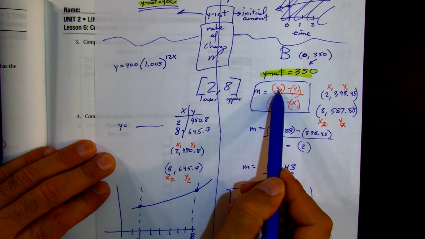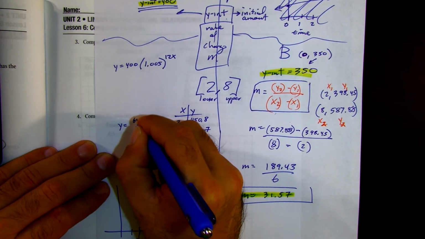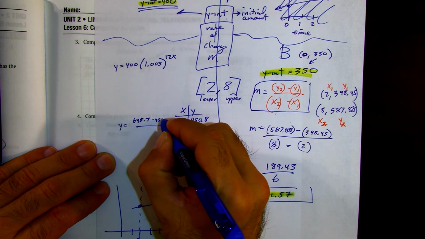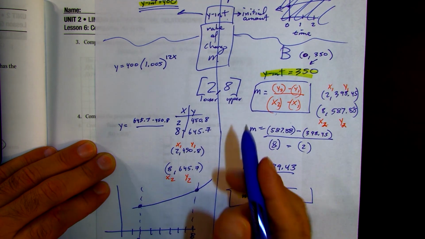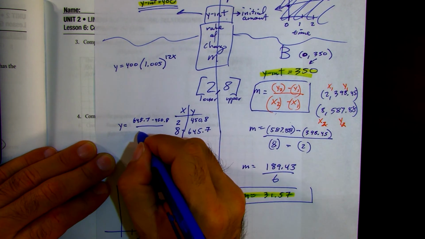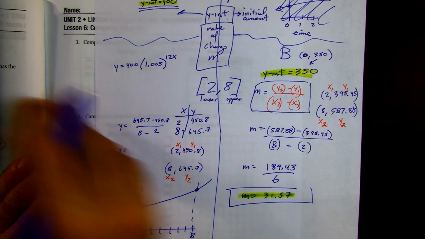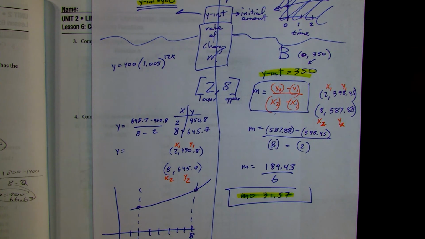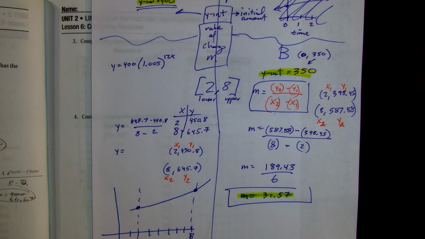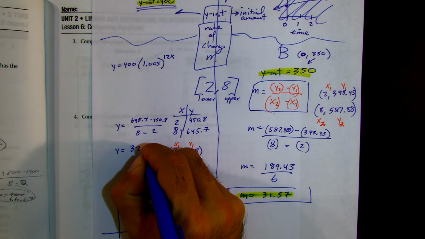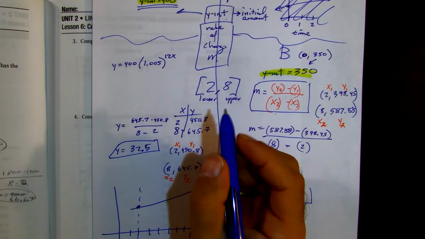Okay. So let's see. y sub 2, 645.7, minus y sub 1, 450.8, over x sub 2, 8, minus x sub 1, 2. So here we're going to just go ahead and knock this out. 645.7 minus 450.8. And 8 minus 2 is 6, so we're dividing by 6. And we get 32.5.